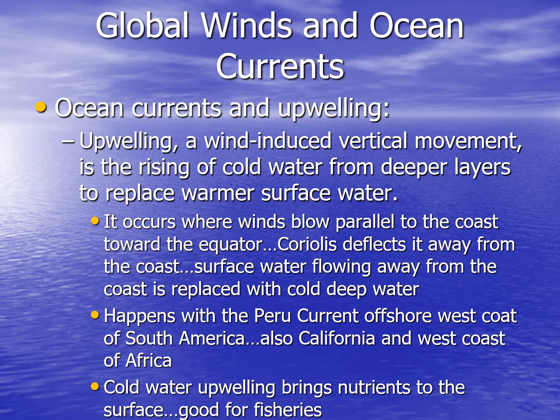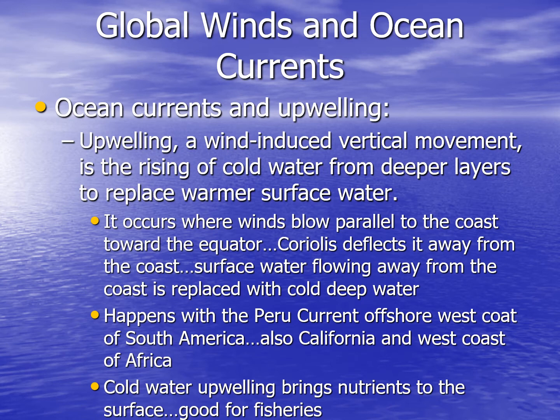Okay, so ocean currents and upwelling. Upwelling is a wind-induced vertical movement, basically the rising of cold water from deeper parts of the ocean rising up to replace warmer surface water. Okay, so upwelling occurs where the winds blow parallel to the coast towards the equator. So we expect to have upwelling off the west coast of South America. So the Coriolis effect deflects it away from the coast, basically taking surface water away from the coast. So you then get it replaced with this cold water upwelling.